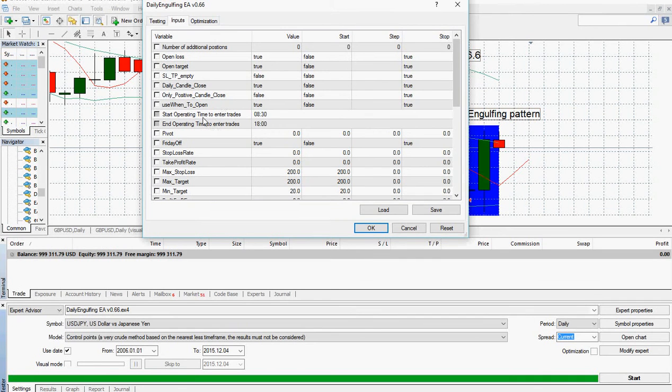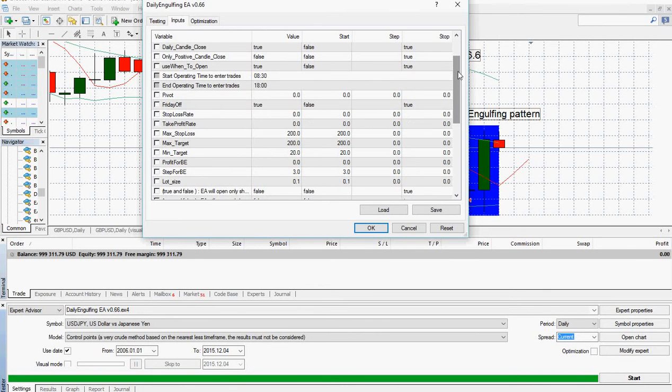Okay, you can set the start time for trading. I like to trade during the European and US session, and I like to set the time in that range. And if you like to trade during the Asia session, for example, you trade Aussie dollar, Kiwi dollar or Japanese, change this time and pick some other time frame that you like to trade. Friday off, it's true, I don't like to trade on Fridays, but if you like, you can pick false.